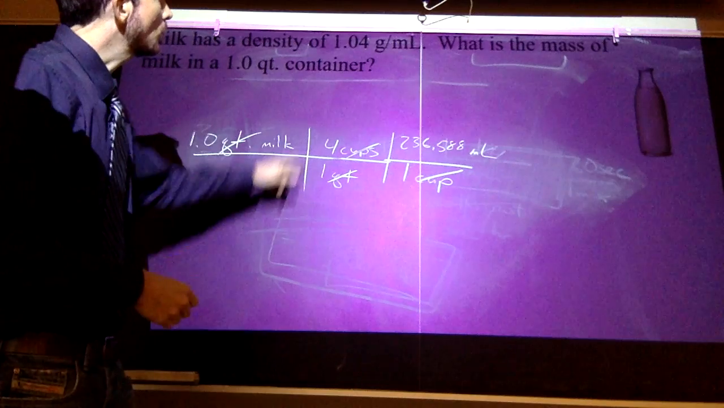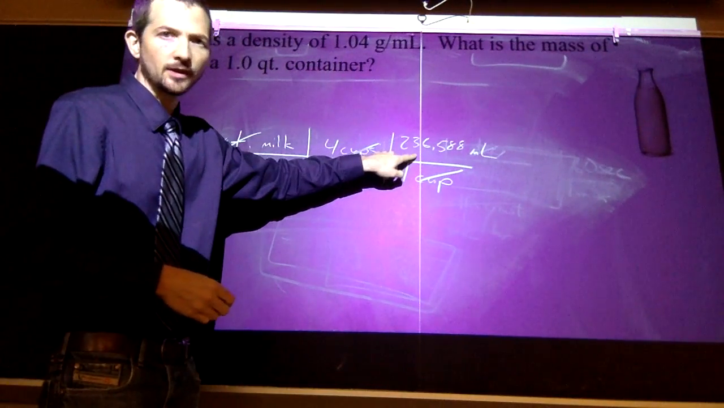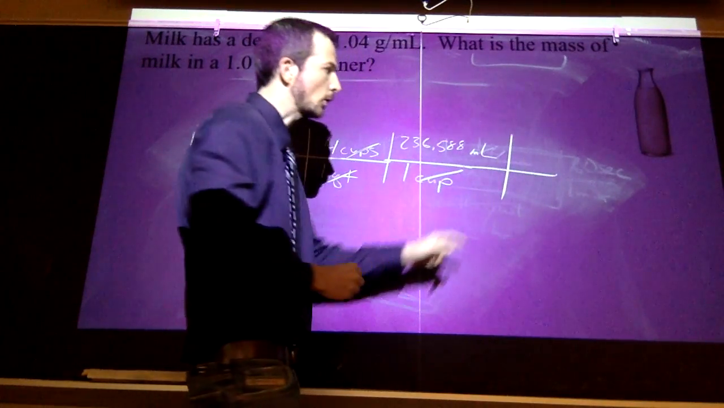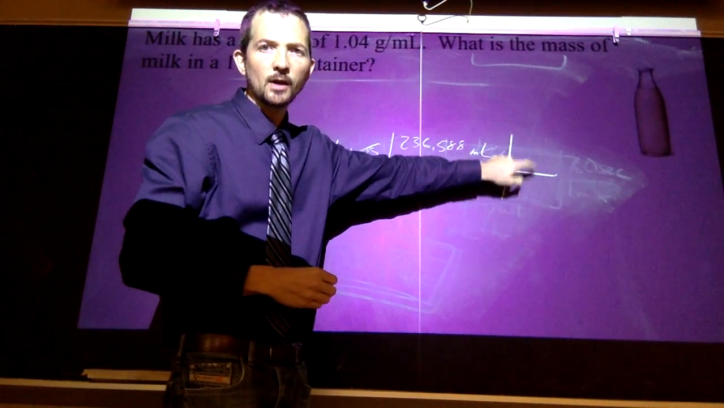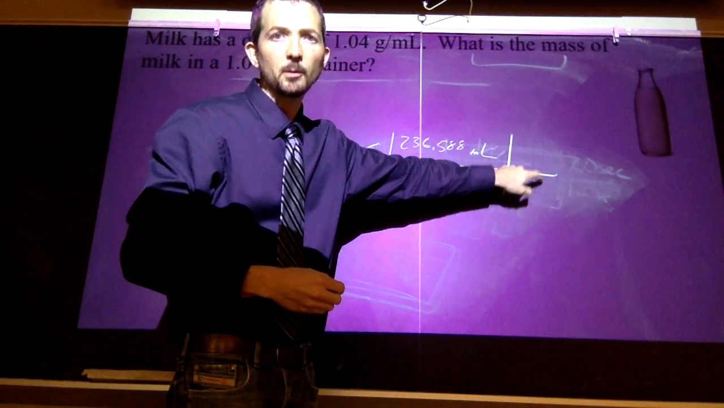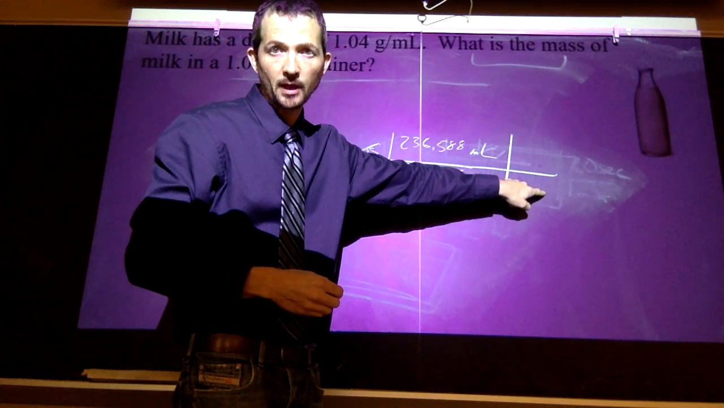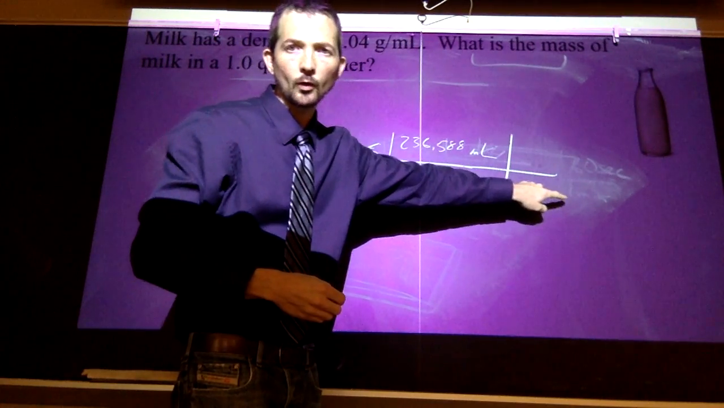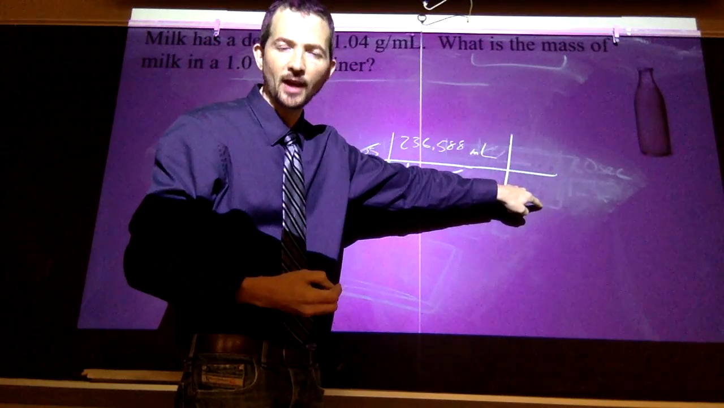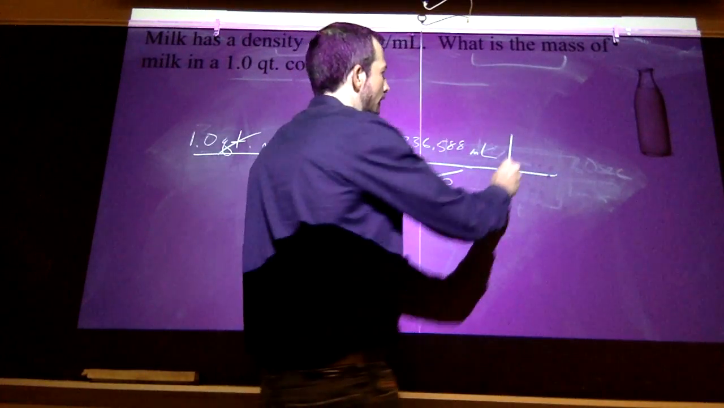So I'm given 1.04 grams per milliliter. Since milliliters is on top here, I need milliliters on bottom here. So when you write your density out, whichever units you're trying to cancel out is what you want to put on the top and bottom. So if I put 1.04 grams on top, milliliters would be on bottom. If I put 1.04 grams on bottom, the milliliters would be on top. So if I'm trying to cancel out grams, I divide by the density. If I'm trying to cancel out milliliters, I multiply by the density.